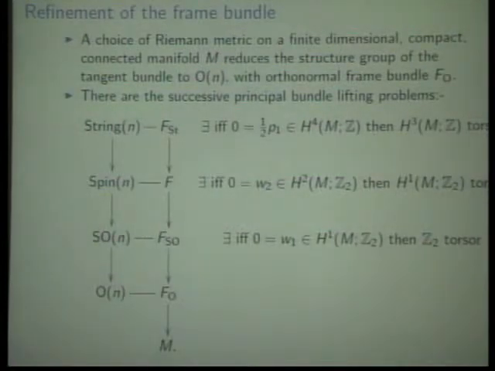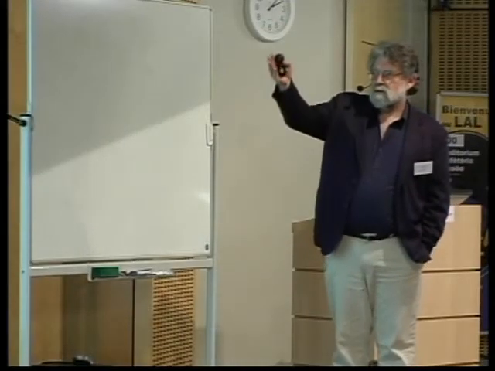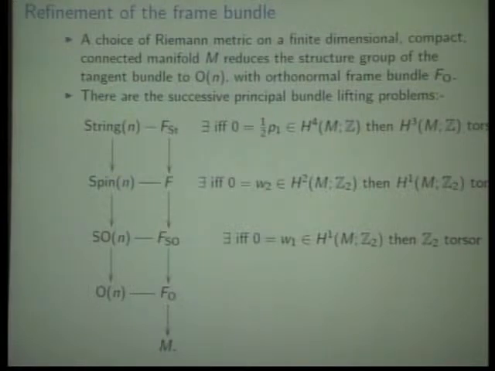Well, corresponding to the Whitehead tower, you have standard successive refinement problems for the tangent bundle. So if you just think about the tangent bundle of the manifold, well, you can think of it as an associated bundle. It's easier to think of the principal bundle, the bundle of orthonormal frames. And so this is a principal O(N) bundle. The first question is, can you refine that principal bundle to a bundle with structure group SO(N)?